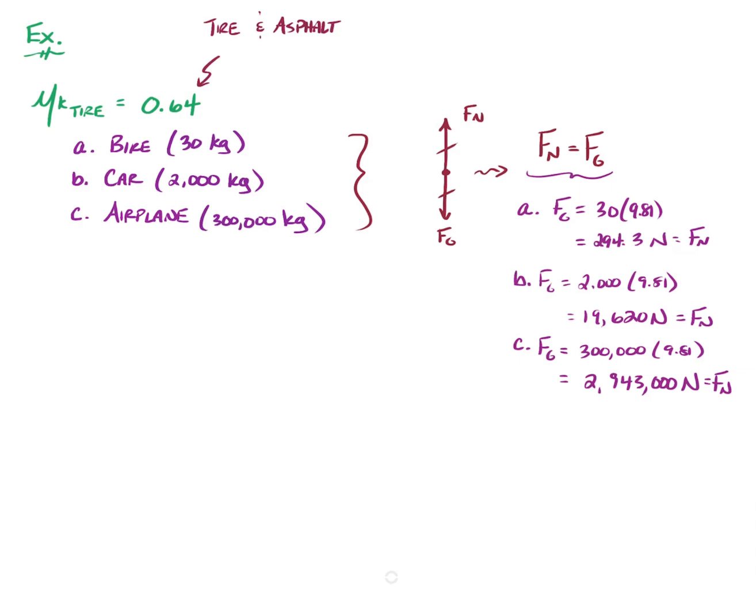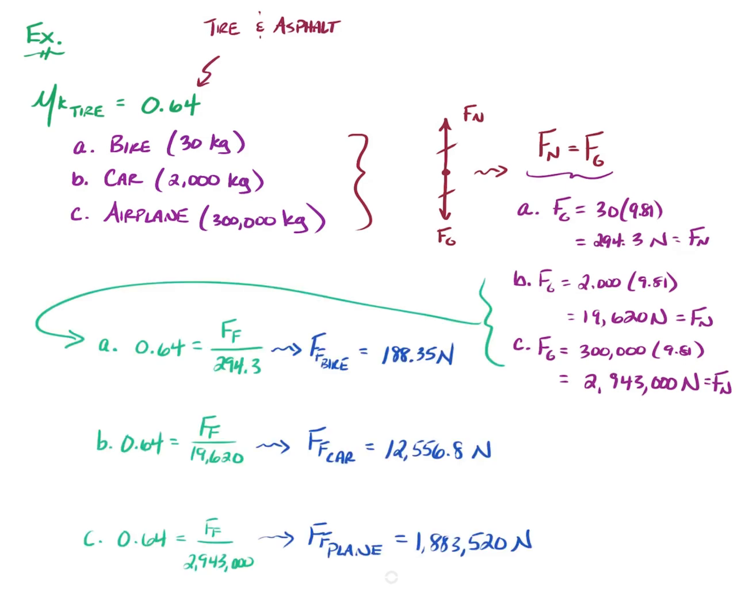I have the kinetic coefficient, which I came up with through my laboratory testing. Now I could figure out, if I'm on this bike and I try and slam on my brakes, how much friction will I experience? Same for the car, same for the airplane. So just using the coefficient equation, which is mu equals Ff over Fn, you'll notice that for A, B, and C, the coefficient was the same because they all used tire on asphalt. The normal force was different.